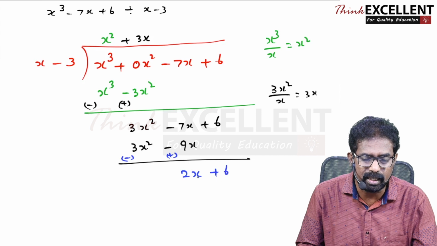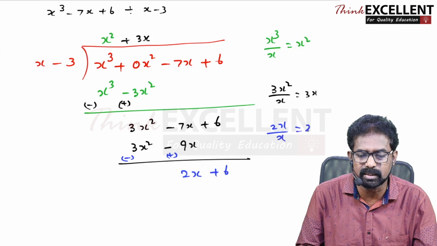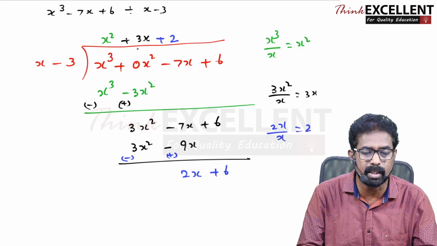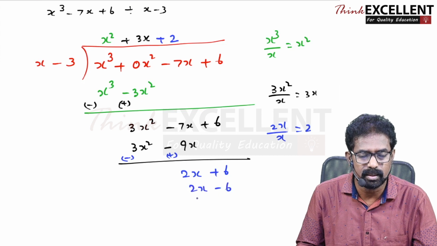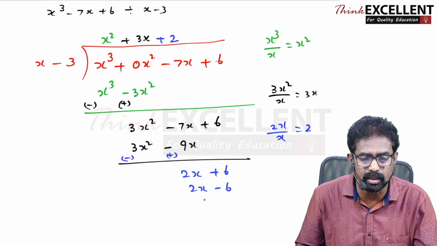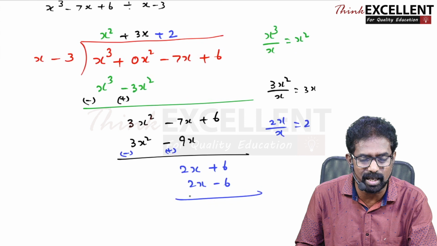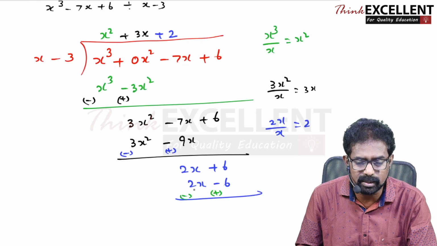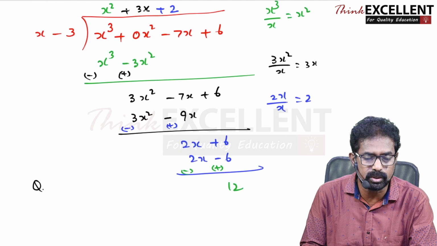Plus 6. Again first term by first term, that is 2x by x. 2x by x, x cancel, you are getting 2. So right here 2. By that 2 you multiply both the terms. So 2x minus 6, right? Your 2x minus 6 you are getting. So when you subtract it, don't put simply 0, be very careful. Here minus and this becomes plus. So 2x minus 2x cancel, 6 plus 6 is 12. So the remainder is not 0 here, right? Quotient is x square plus 3x plus 2 and the remainder is equal to 12.